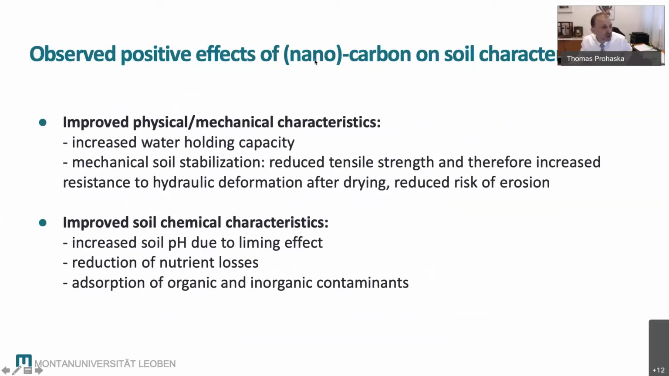If we have a close look at nanocarbon, especially because this would be one of the materials which we can think of getting out of these pyrolysis processes, increased water holding capacity is one of the areas which becomes very important, considering also that large areas of soil become dry, and dryness is an increasing problem also in relation to climate change. And of course, mechanical soil stabilization becomes interesting, especially considering erosion processes also linked to climate change.